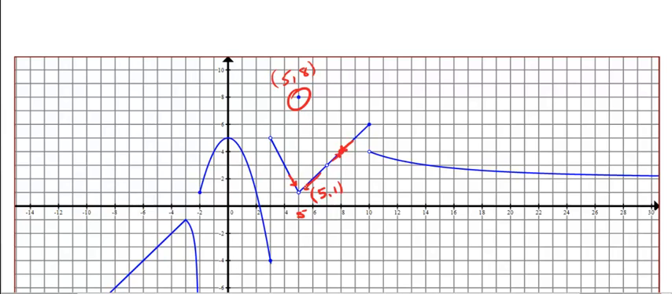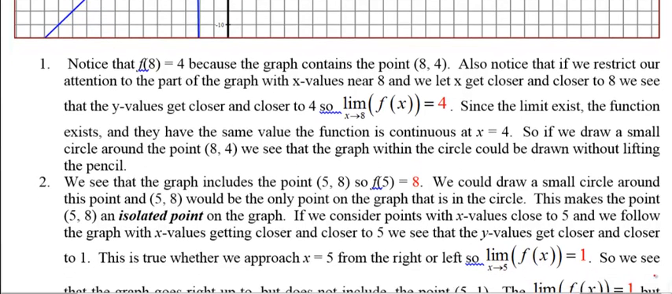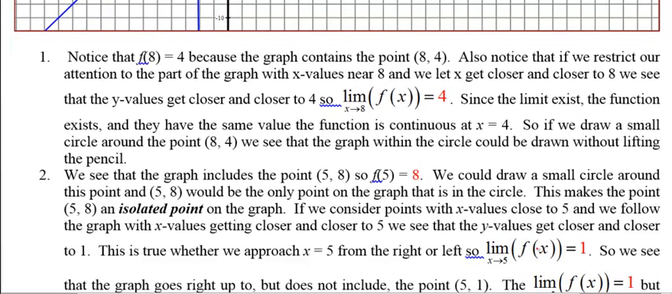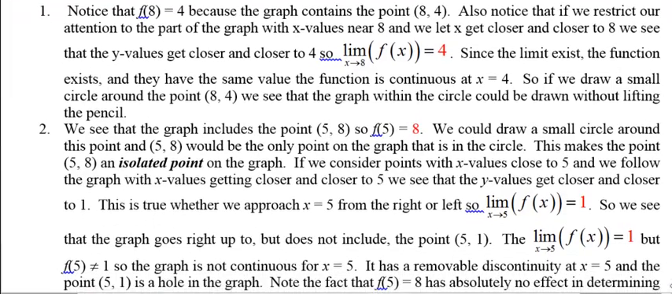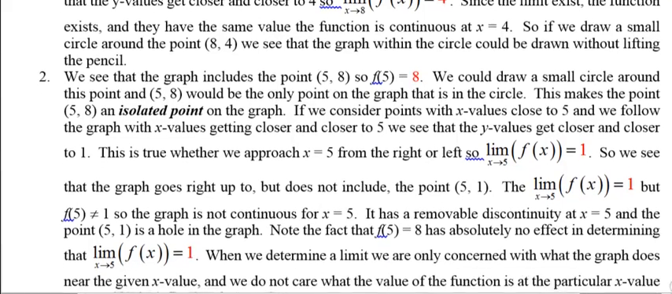That's what we call a removable discontinuity, or a hole in the graph. But the limit is 1. So we would write it like this right here. The limit as x approaches 5 of f of x equals 1. So the limit exists, and the function exists, but they're not the same, so that is a discontinuity.